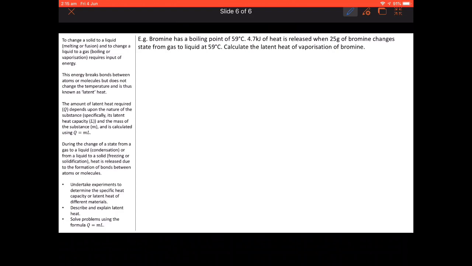The last example is bromine has a boiling point of 59 degrees Celsius. 4.7 kilojoules of heat is released when 25 grams of bromine changes from gas to a liquid at 59 degrees. Calculate the latent heat of vaporization of bromine. So we're talking about going from a gas to a liquid, so we're talking about condensation, therefore we use the latent heat of vaporization. So Q is equal to mass by latent heat of vaporization.